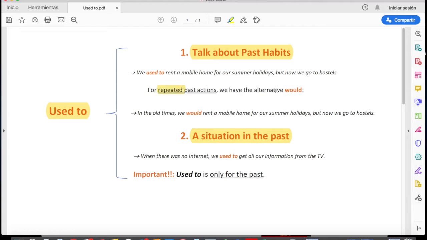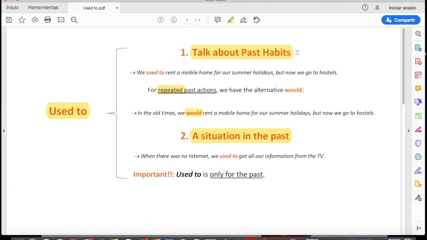There is a particular case, a particular situation when we are talking about repeated past actions, then we have the alternative would as a synonym for used to, okay? So when we are talking about repeated past actions, which is basically past habits, yeah? Actions that were repeated in the past. For example, in the old times, we would rent a mobile home for our summer holidays, but now we go to hostels. Okay, that was the situation in the past, and we can use it with would. What is the difference between used to and would? The only difference is that would is more formal. Okay, more academic maybe.